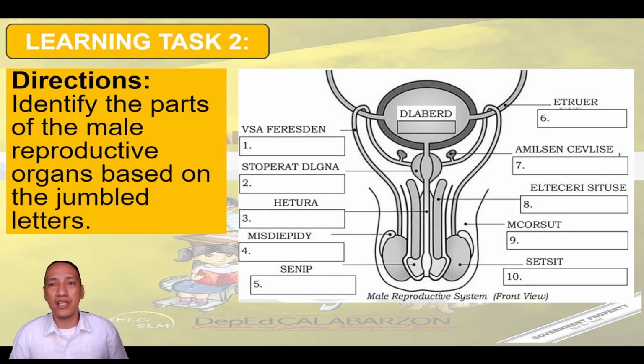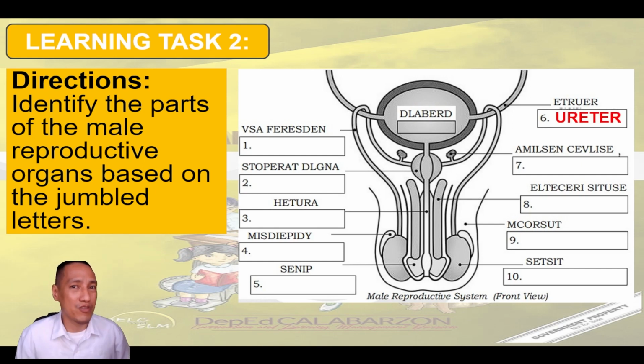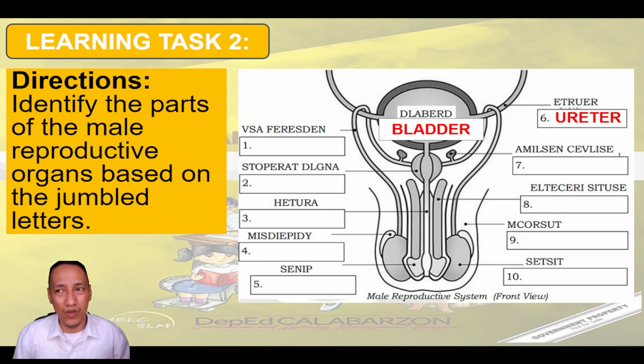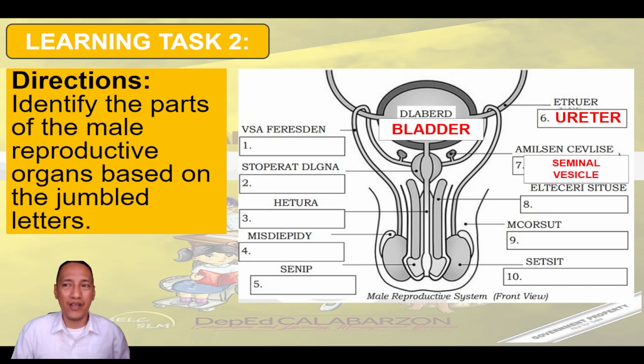So it says here, identify the parts of the male reproductive organs based on the jumbled letters. Madali lang yung iba para sa inyo, but since this is different from the illustration na diniscuss natin kanina, I'm going to help you out with some of this. The first one is this one. So that's a bonus for you guys. It's ureter. Ano na yung ureter? Ito ay yung nagkokonekta sa kidney papunta sa bladder ng urine. And then we also have the bladder, of course, because binanggit natin yung ureter, syempre pupunta yung urine sa bladder. And seminal vesicle. So these are the things na medyo mahirap kasi nakakalito sa drawing.